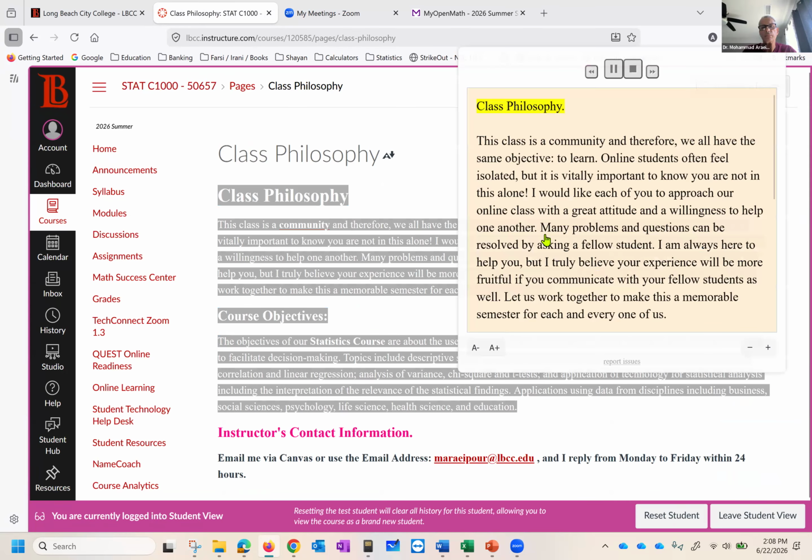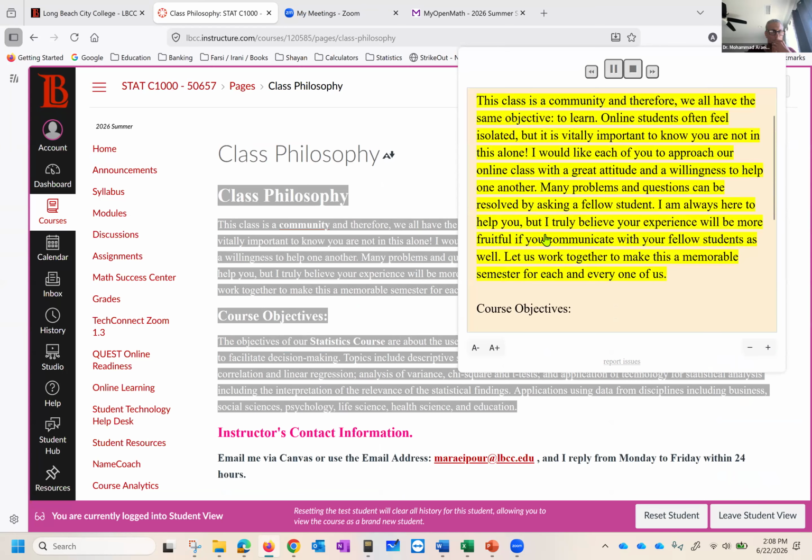Class philosophy. This class is a community and therefore, we all have the same objective, to learn. Online students often feel isolated, but it is vitally important to know you are not in this alone. I would like each of you to approach our online class with a great attitude and a willingness to help one another. Many problems and questions can be resolved by asking a fellow student. I am always here to help you, but I truly believe your experience will be more fruitful if you communicate with your fellow students as well. Let us work together to make this a memorable semester for each and every one of us.